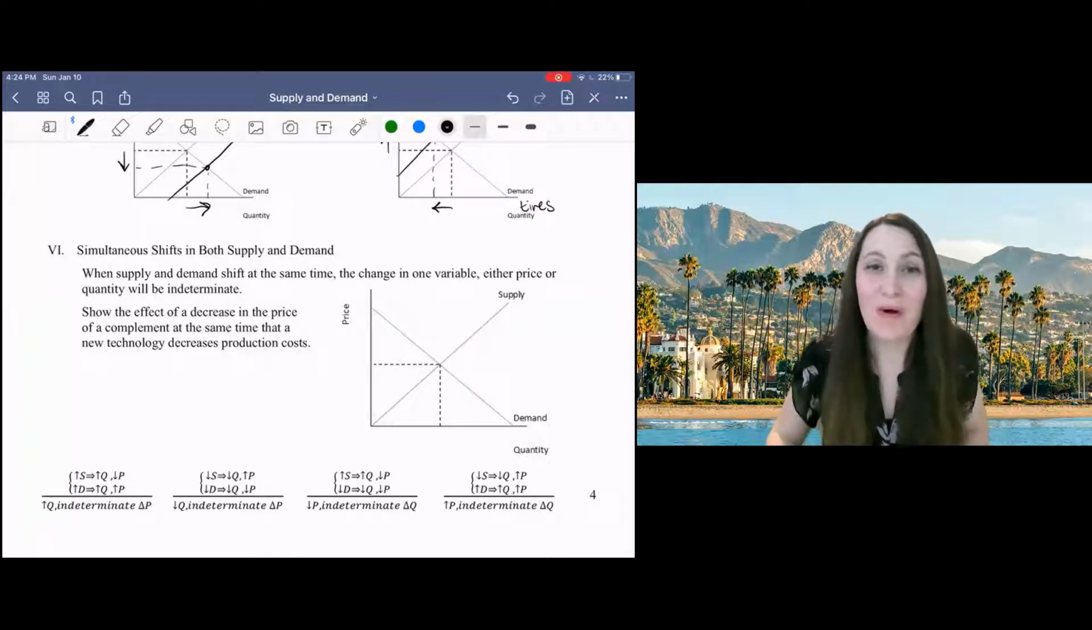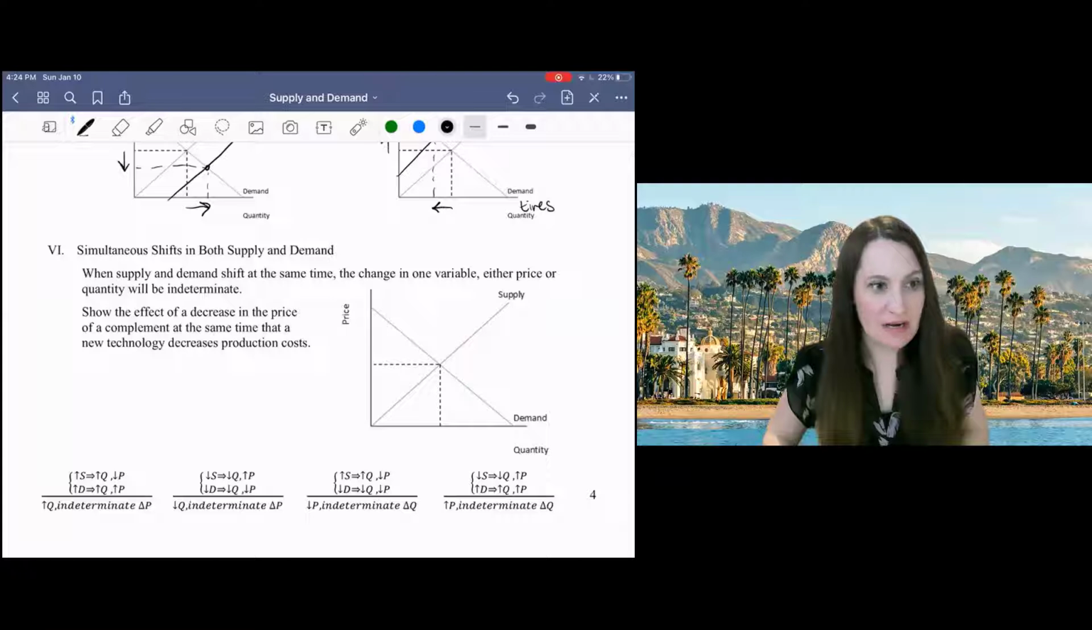Finally, let's explore what happens if both supply and demand shift at the same time. When supply and demand shift at the same time, we will know how one of the variables changes, either price or quantity. However, the change in the other variable will be unknown or indeterminate.